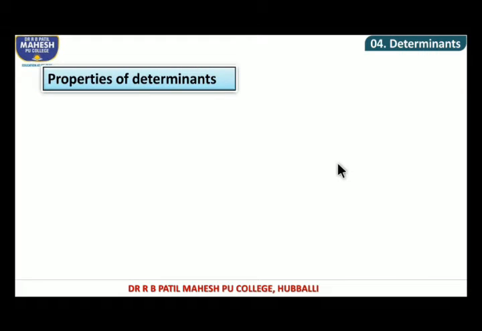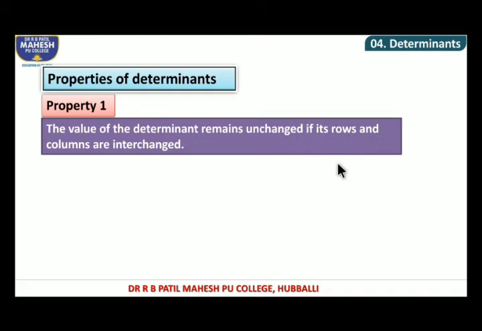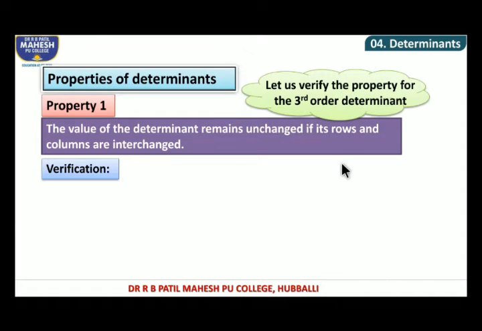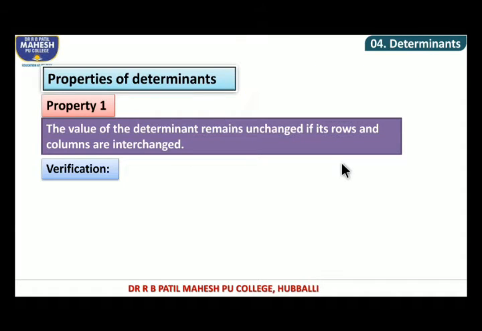So, property 1 of the determinant. The statement is: the value of the determinant remains unchanged if its rows and columns are interchanged. It means whenever you transpose the determinant, the value of that determinant remains the same. So we will verify this by using the third order determinant.